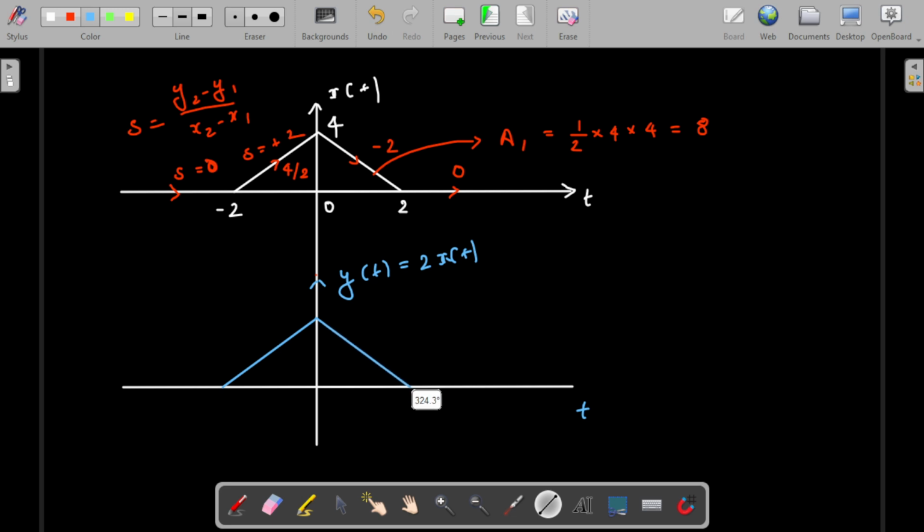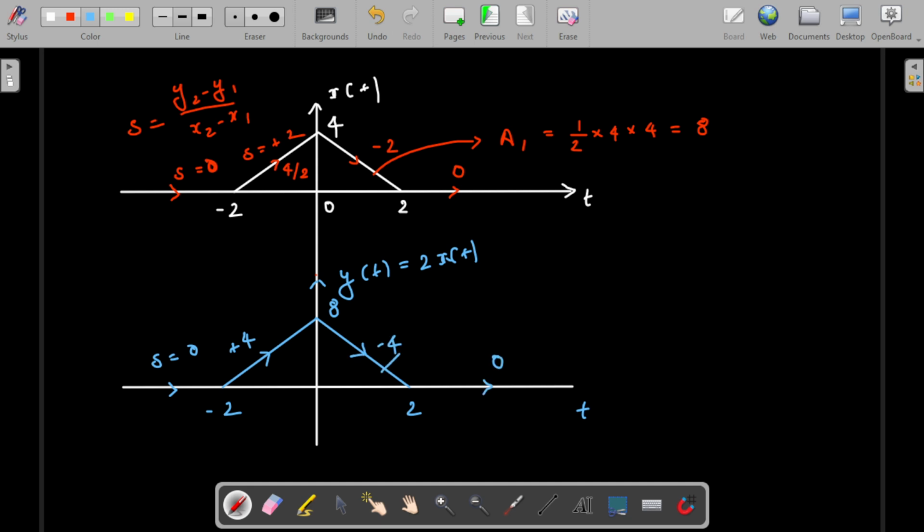The same thing, but the values will get changed. The x-axis will remain the same because we haven't done any operation there. Only the vertical axis scaling will be done. So this one will be changed to 8. Here the slope will be equal to 0, but here the slope will be positive 4. Here the slope will be minus 4. Here the slope will become 0.